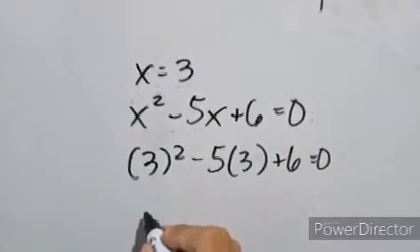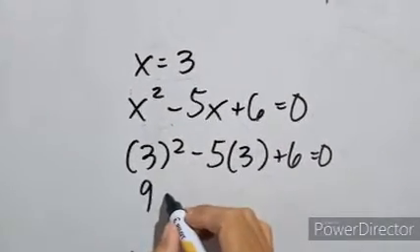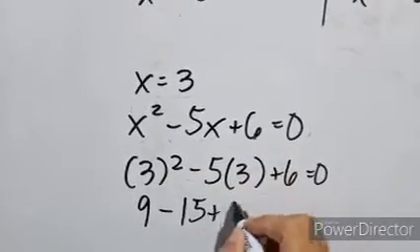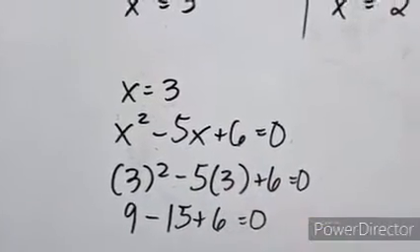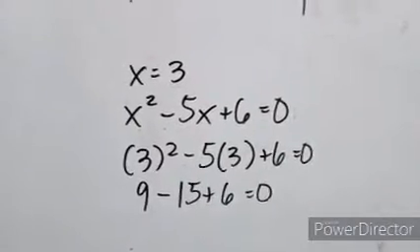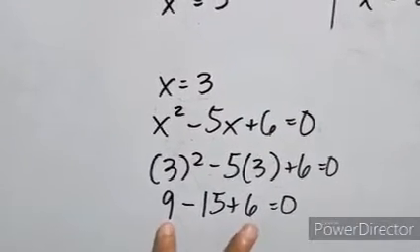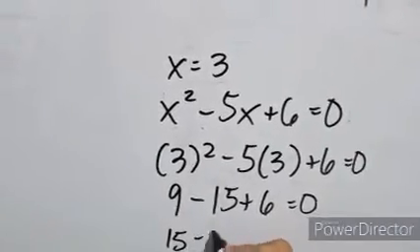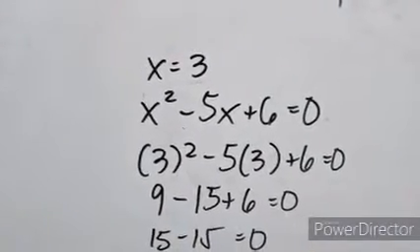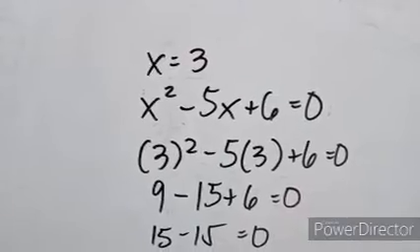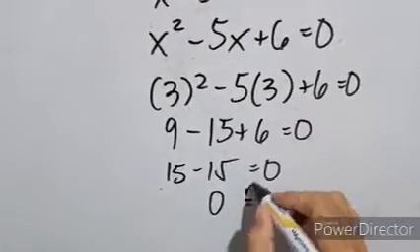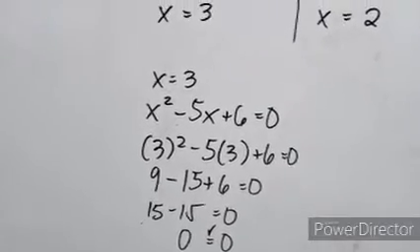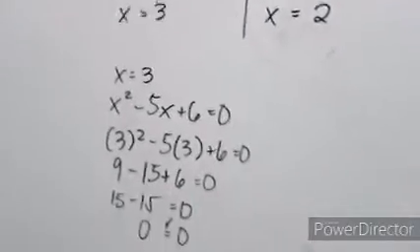3 times 3, 9. Minus 15 plus 6 is equal to 0. Para mabilis, combine like terms. 9 plus 6. So, magiging 15 minus 15. So, sagot natin ay 0 is equal to 0. So, tama yung ating value para sa ating variable.